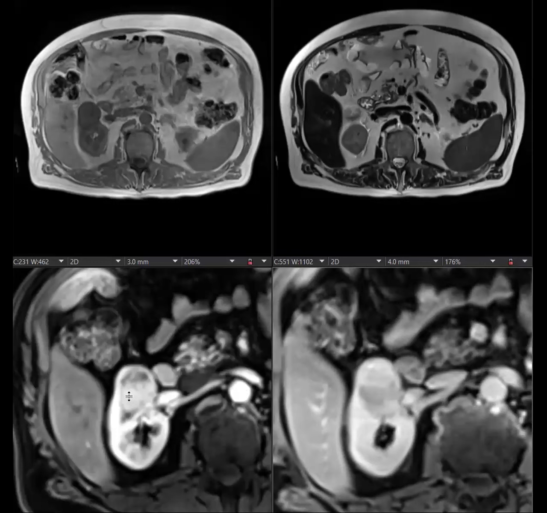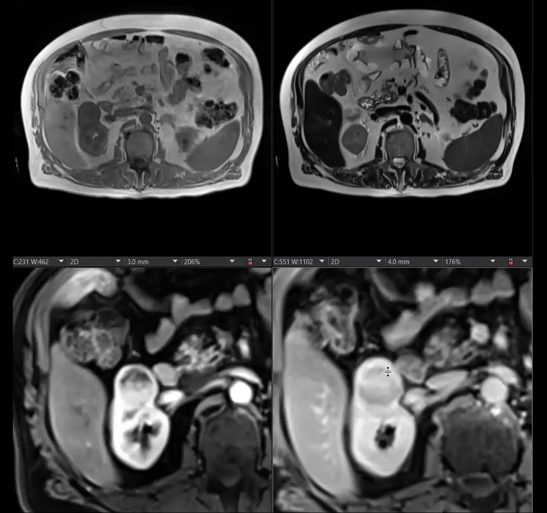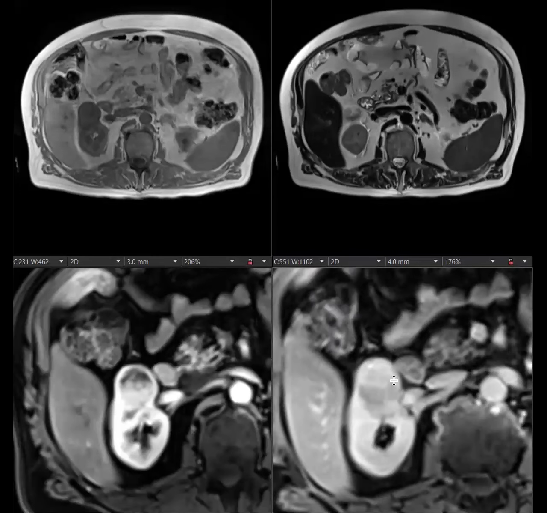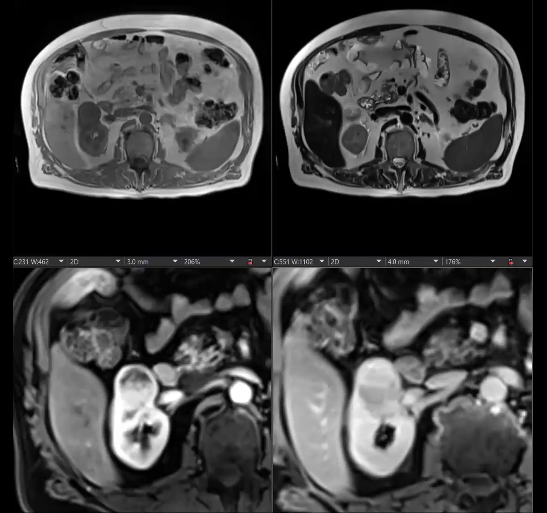Because the posterior part is enhancing and then washes out, and then the anterior part is not enhancing, but then there's a delayed wash-in. Yes. Okay, good, keep going. That's a great pickup. Okay, sorry, what else did you want?